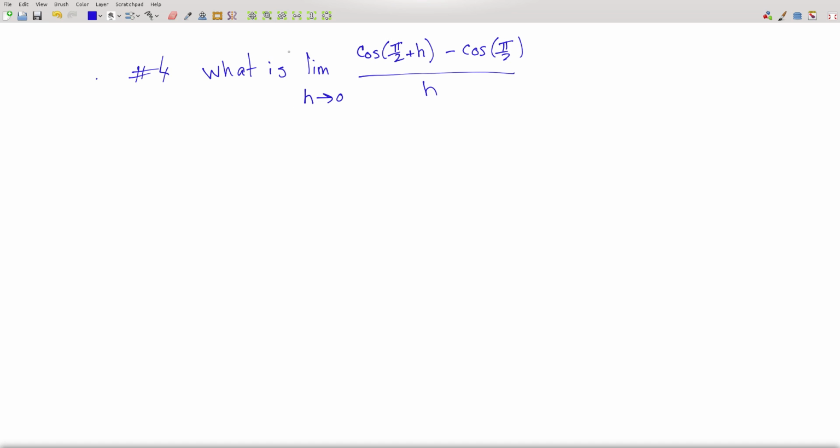But this problem can be done much more quickly if you recognize what it is they're giving us here. So look very carefully at the limit they're asking us to find. Do you recognize this? You should recognize this as the definition of the derivative.